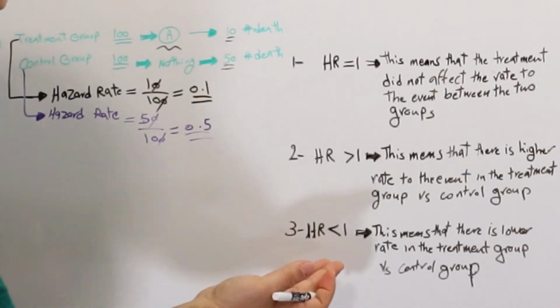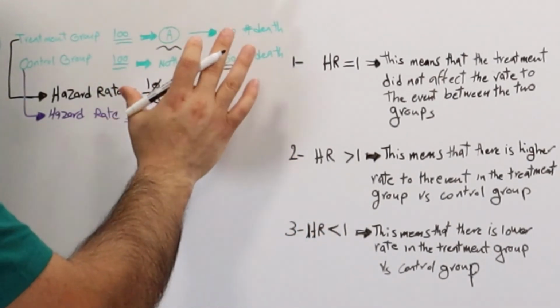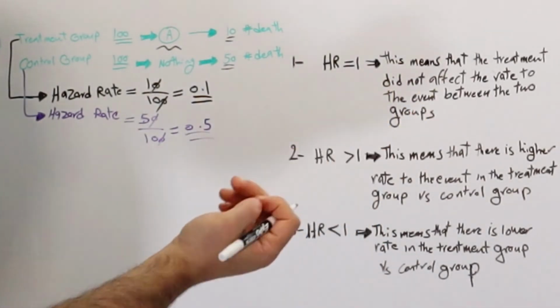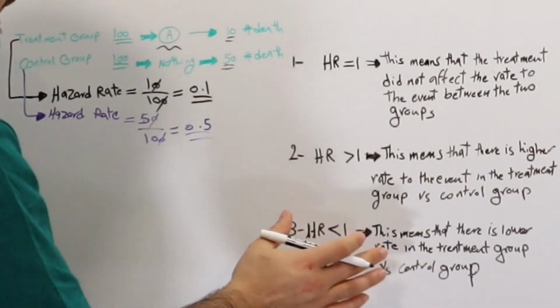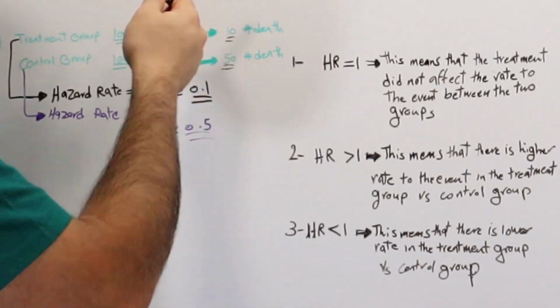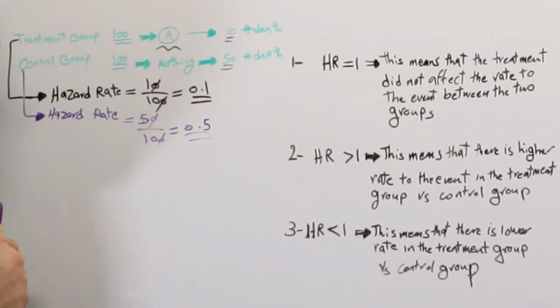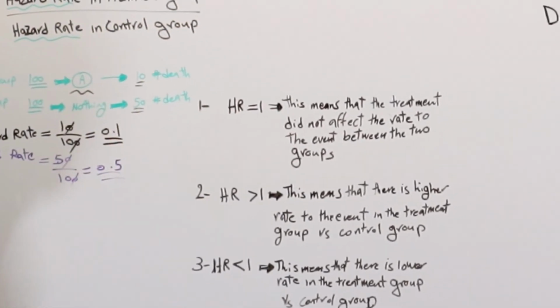And from here we can basically conclude that the medication we gave the treatment group actually did a good job because it decreased the number of deaths in comparison to the control group, which did not receive anything. So let's take an example to better understand hazard ratio.